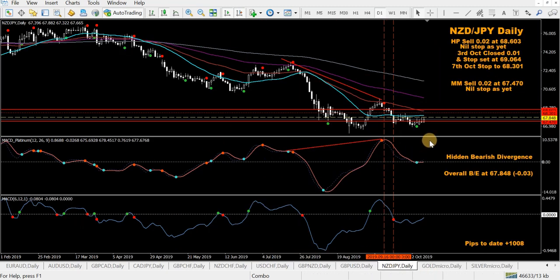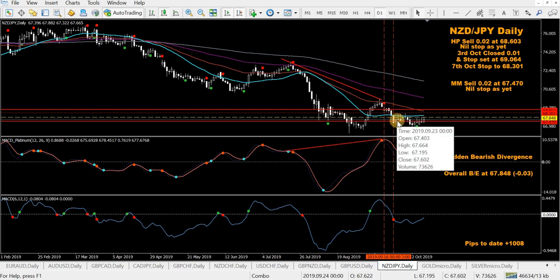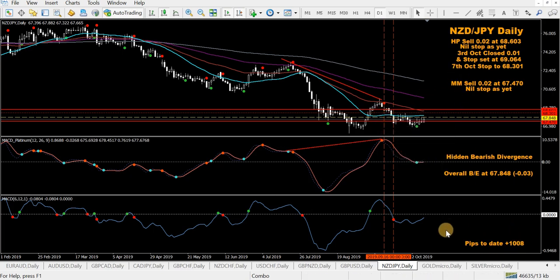New Zealand Japanese Yen, another one that's come down. We're in a few good trades, made a few pips, over 1,000 pips on this pair. Getting a bit messy. I didn't take this buy. The MACD Platinum's right on the zero level there. So we're in a HP sell with a stop in place, and we've got a Mod MACD sell.